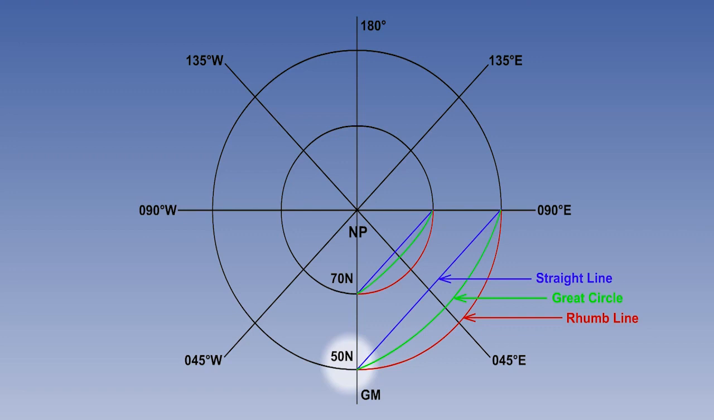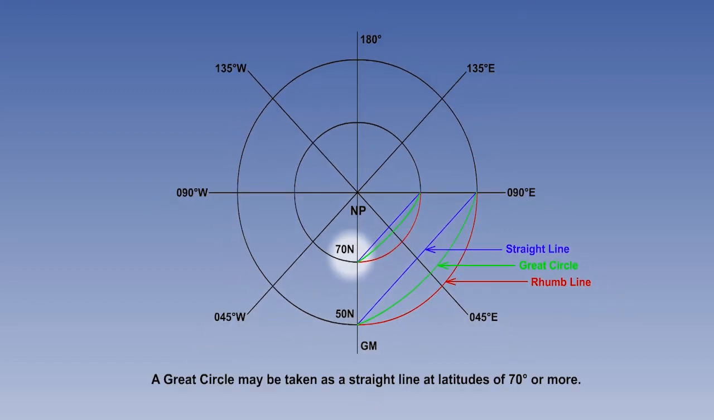This demonstrates that the great circles are concave to the nearer pole, but their concavity becomes less as we approach the pole. If we compare the great circles at 50 north and at 70 north, you can see that the great circle is closer to a straight line as the latitude increases. In fact, for all practical purposes, a great circle may be taken as a straight line at latitudes of 70 degrees or more.